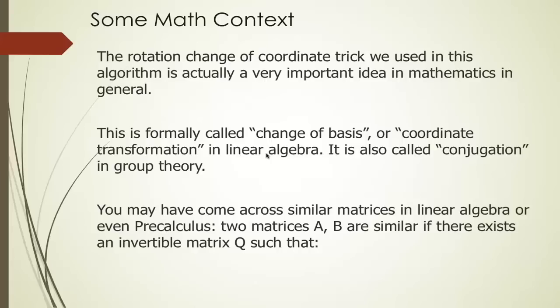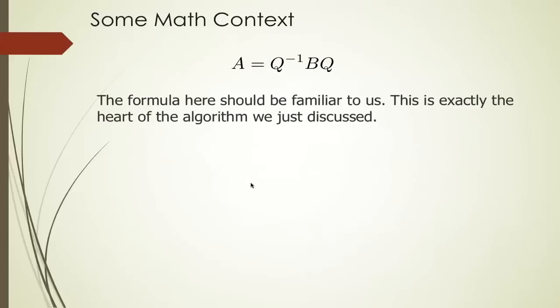You might remember that two matrices are similar if there exists an invertible matrix Q so that one matrix is Q inverse times B times Q. You might remember this from linear algebra or pre-calculus. But this formula should be very familiar to us because this is exactly the formula that we use to solve our problem. This is exactly the algorithm.